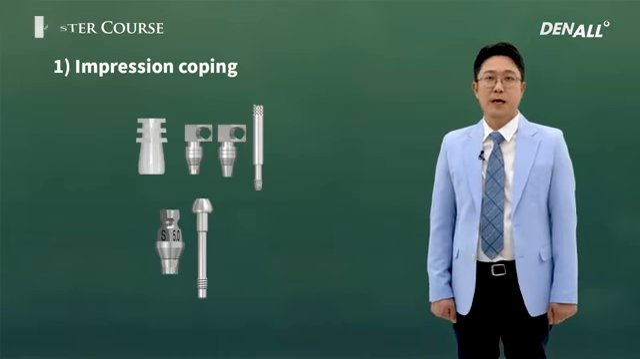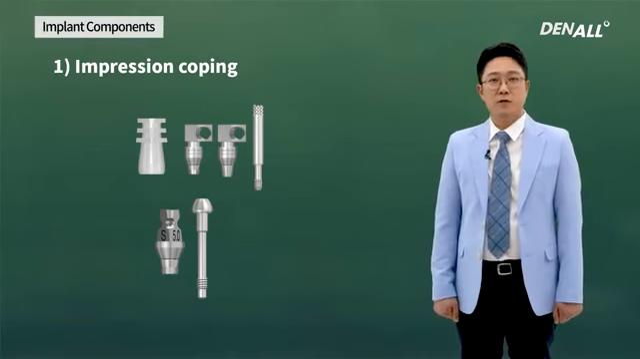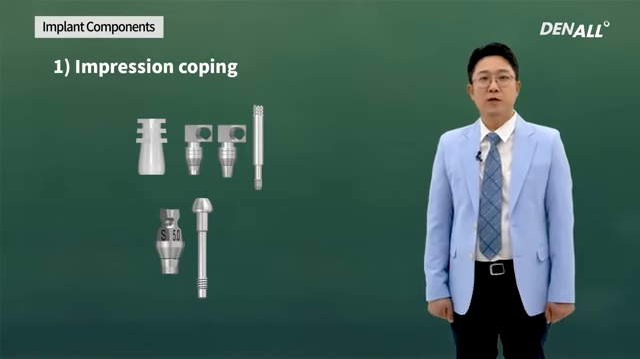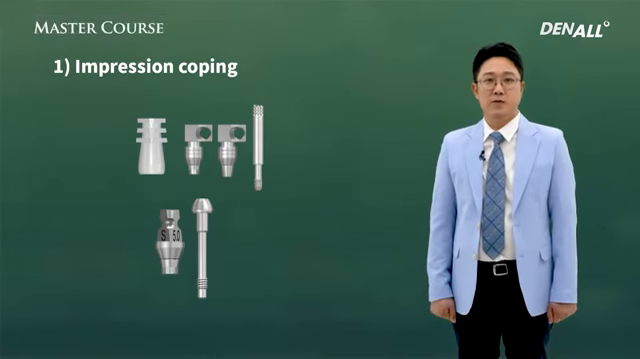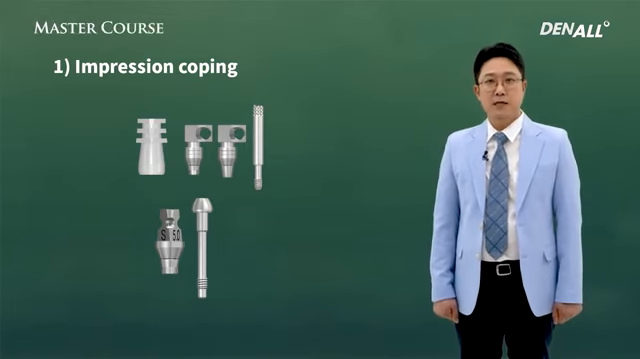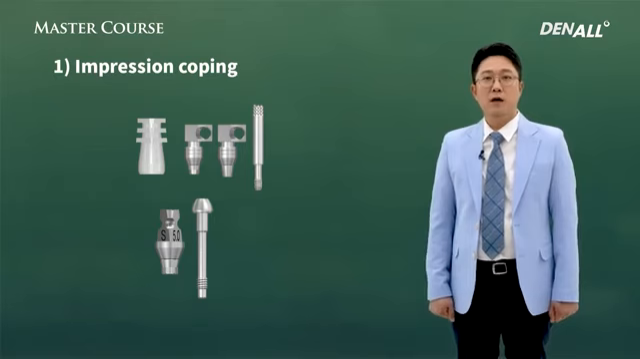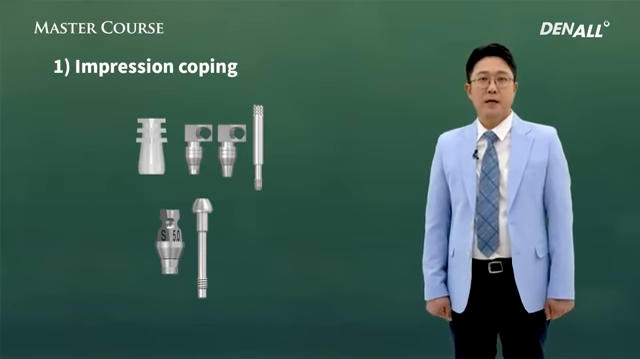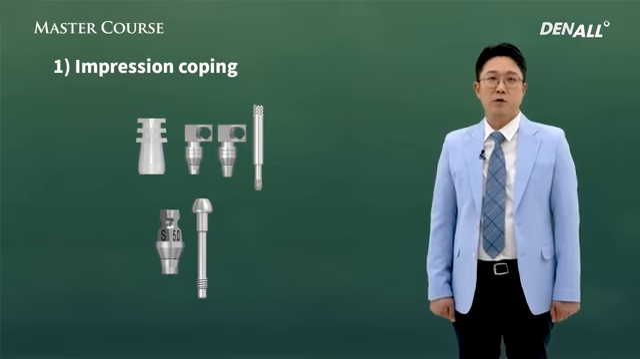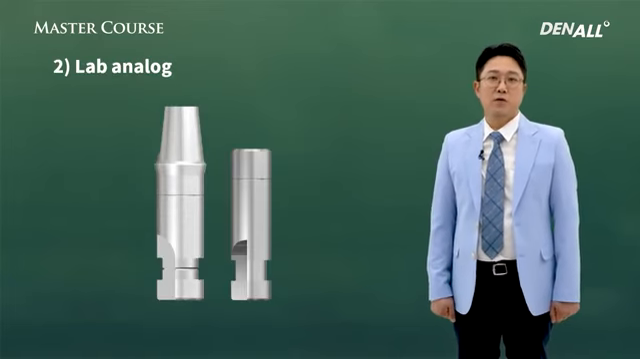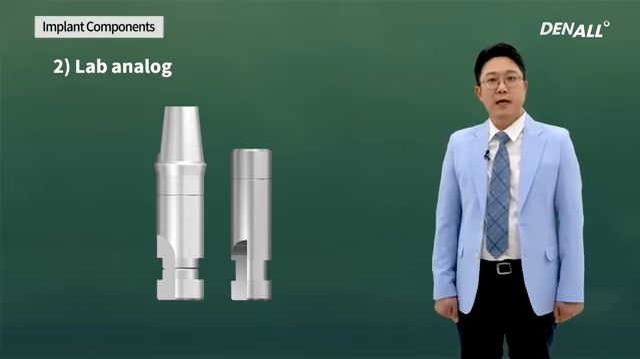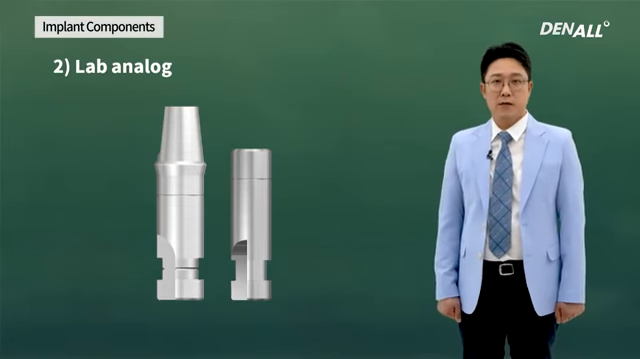First, impression coping. These days, scanning is used to create prosthesis, so this is not necessary. However, sometimes people still use this to create implant prosthesis. Implant impression taking is possible at fixture or abutment level. Once implant impression is taken, model is created for prosthesis fabrication. Lab analog plays the role of the implant on the model, and on the analog, you connect the lab components and create implant abutment or crown.